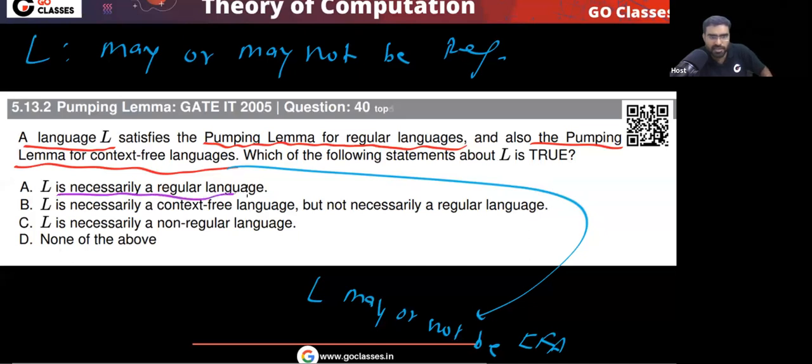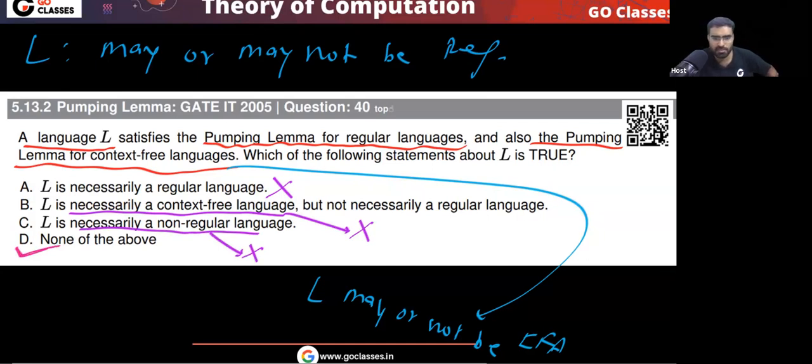Is L necessarily regular? No. L is not necessarily regular. Is L necessarily CFL? This is also no. Is L necessarily non-regular? This is also no. We cannot say anything. Answer will be option D. So this is your question. Okay, I hope this point is clear.